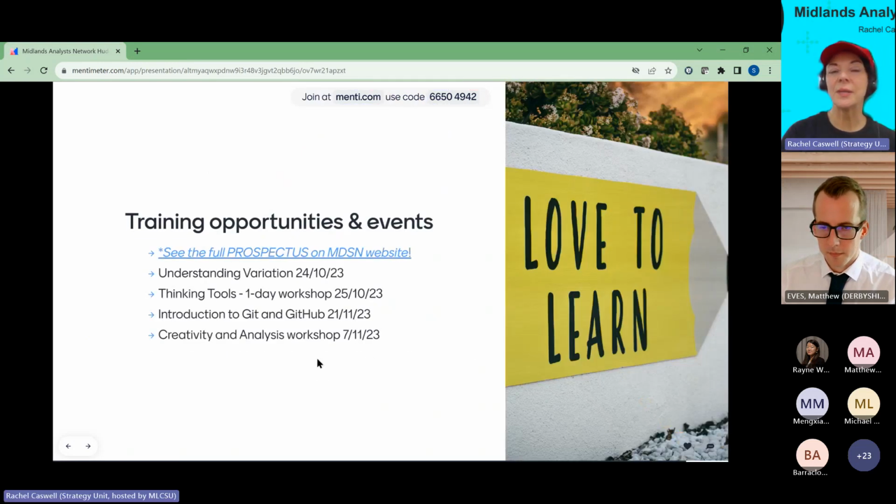And there are one or two online courses, so understanding variation. I've just mentioned the creativity analysis workshop, which isn't online, and then there's introduction to Git and GitHub with Zoe Turner, who I think is in the room today. In fact, she definitely was, might still be. I've been going through a really lovely process of collating feedback from all of our training for an evaluation that we're doing, with really lovely comments. Zoe's training always gets fabulous responses as well. So do have a look at that if you're interested in learning more about Git and GitHub.